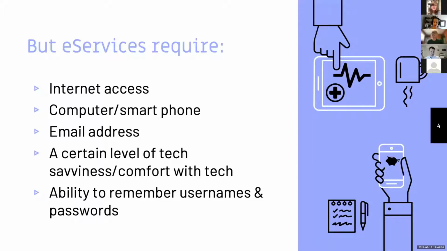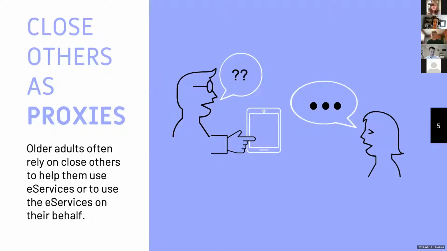But there are some problems. E-services require people to have internet access and devices and an email account to register with, and in general, a level of tech savviness. And so not everybody will have all of these things. And we know that in the particular case of older adults, it can be the case that they actually end up relying on other people to help them use things like e-services because they don't have the tech savviness or they don't have the technology or access.